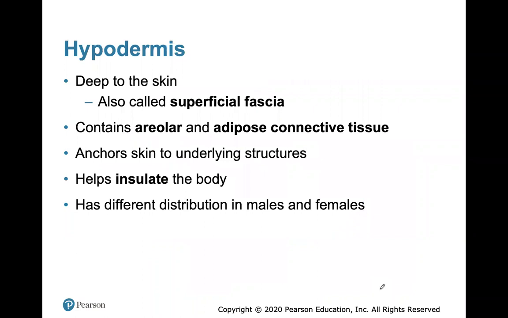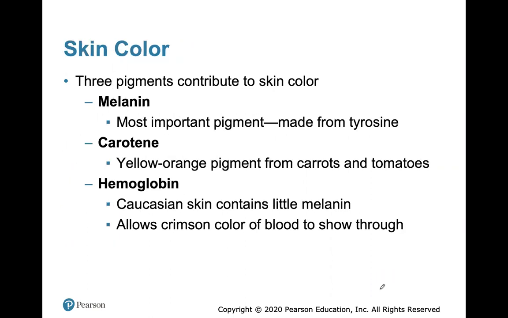The hypodermis then is deep to the skin. It's also called superficial fascia. It contains areolar and adipose connective tissue, and it anchors the skin to underlying structures. It helps insulate the body, and it has a somewhat different distribution in males versus females. In terms of what determines skin color, there are three pigments associated with that. Melanin is the most important pigment, so that's number one. Carotene is a yellow-orange pigment from carrots and tomatoes. And hemoglobin: Caucasian skin contains little melanin, and hemoglobin allows more of the crimson color of blood to show through.